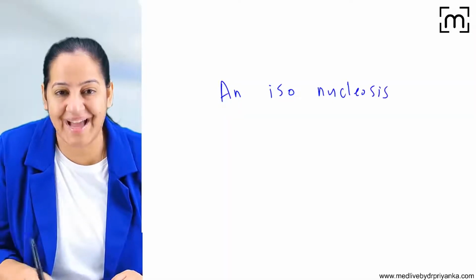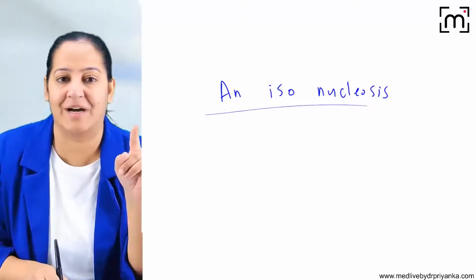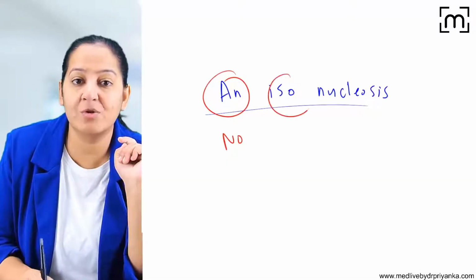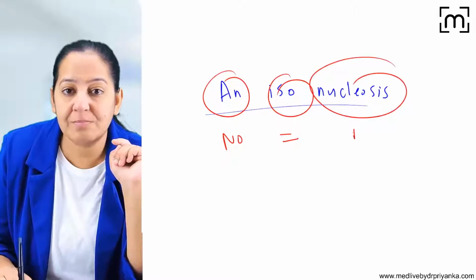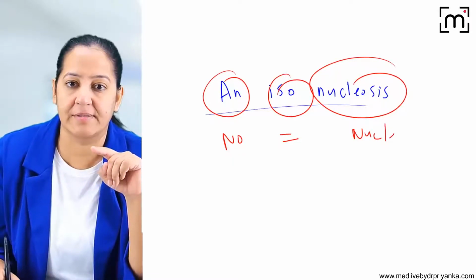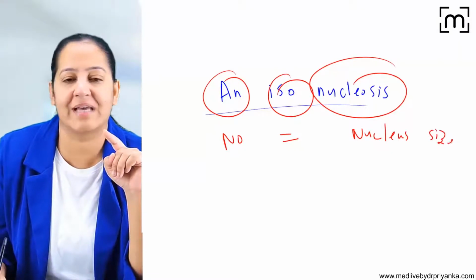Anisonucleosis. What do you mean by that? Anisonucleosis is a complicated term. An means no. Iso means equal. Nucleosis means nucleus size, the size of the nucleus. So anisonucleosis means no equal size of the nucleus.